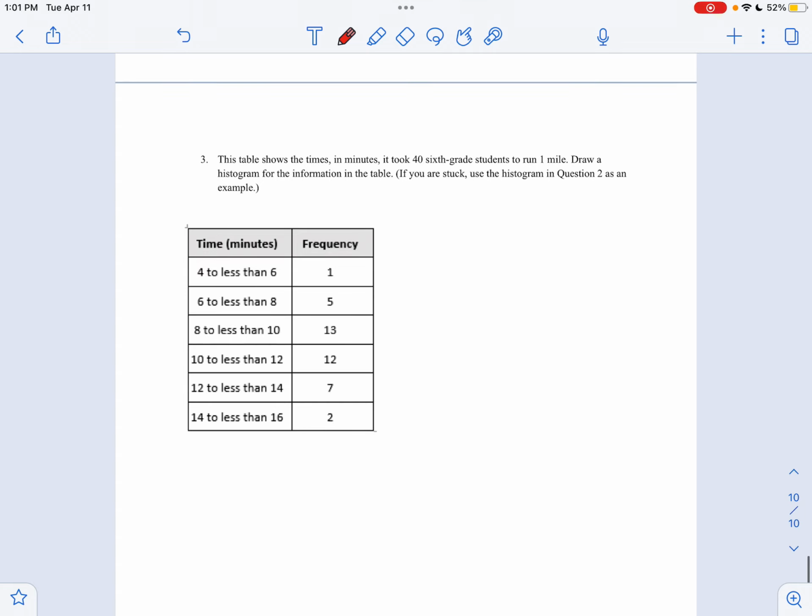Finally, in question 3, you're being asked to draw a histogram. The hint I want to give you here is that you'll start with an X and Y axis. And I would recommend counting by 2s. You want to go all the way up to 16. And here you'll need to count by 1s all the way up to 13 so that you make sure you can cover a frequency of 13.